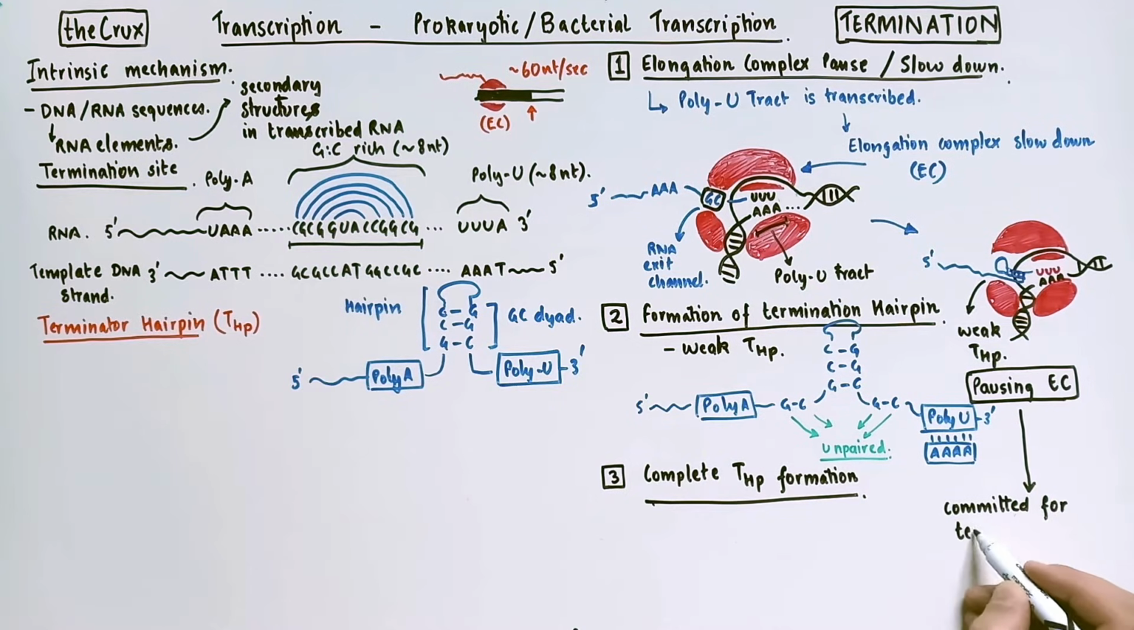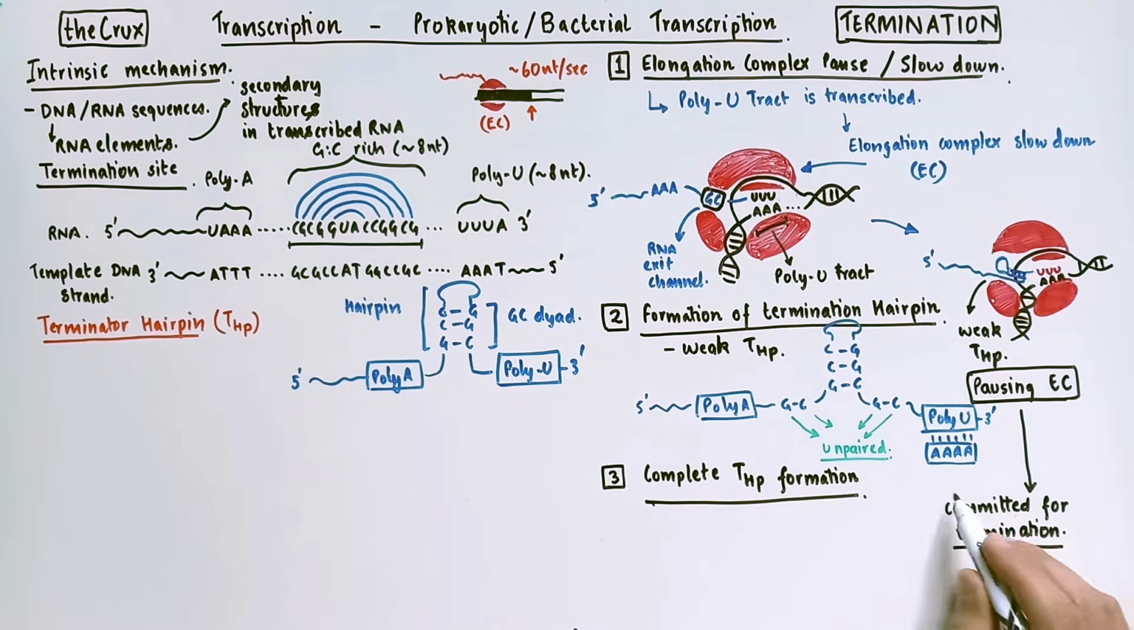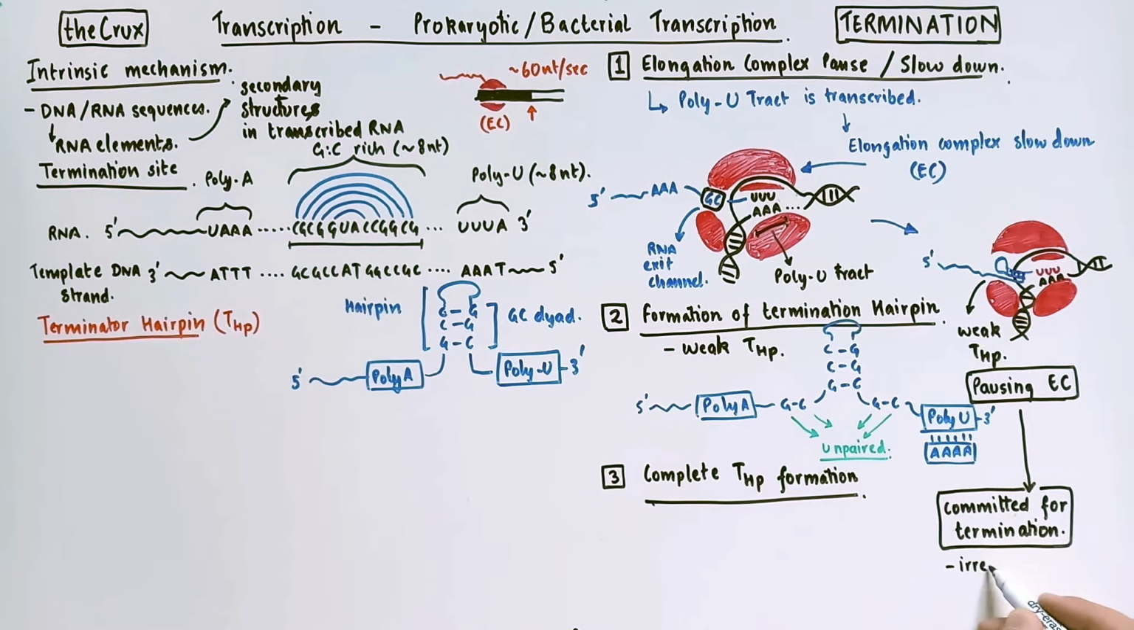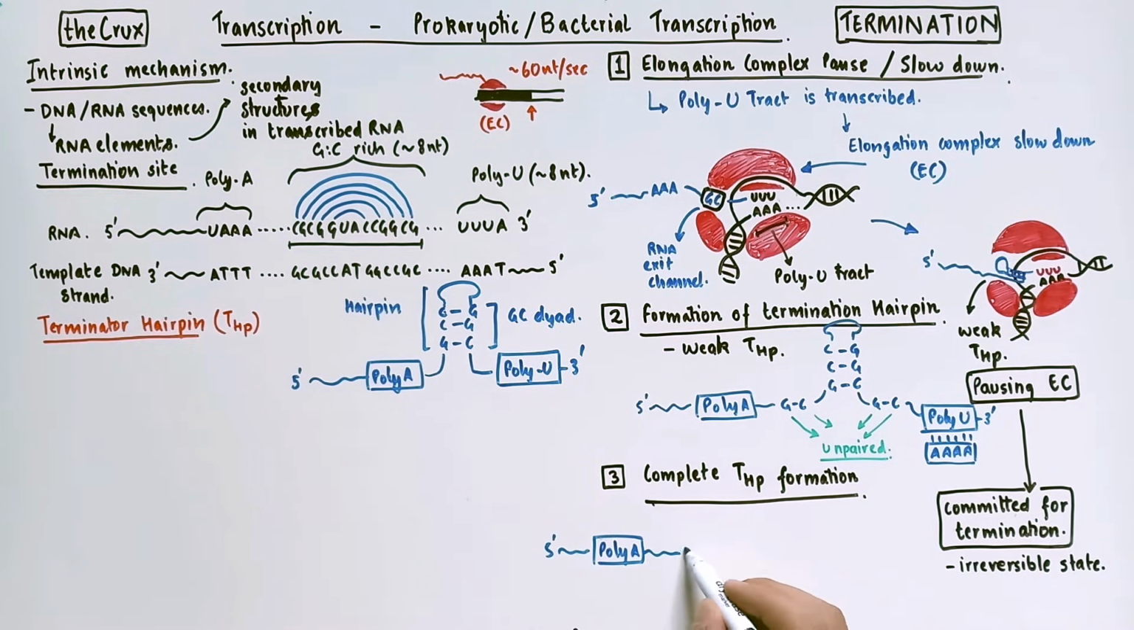And once this hairpin formation is complete, the elongation complex is deemed committed for the termination process. And then it is also no longer considered in the paused state. And this also suggests that the complete hairpin formation makes the termination process irreversible from this point on. Just to draw out the complete hairpin for clarity, you have all the G's and C's paired.